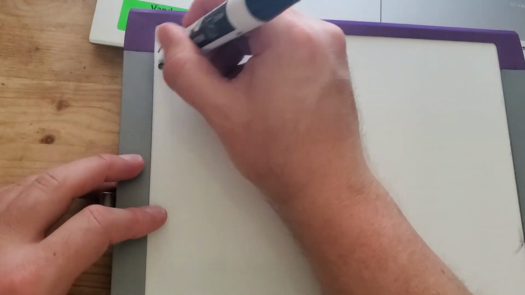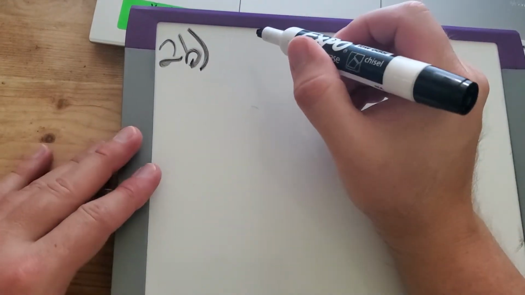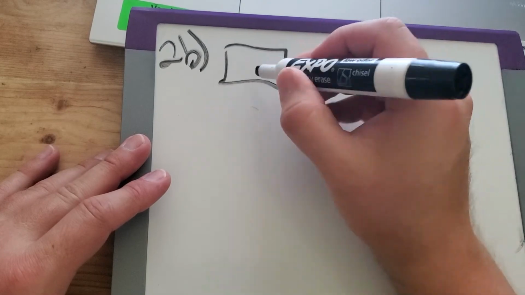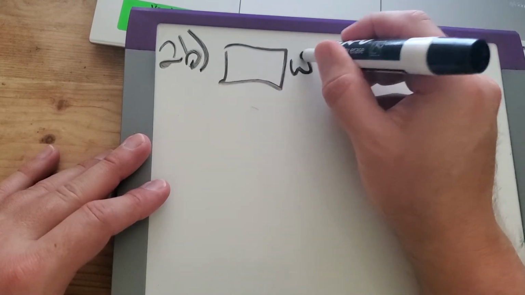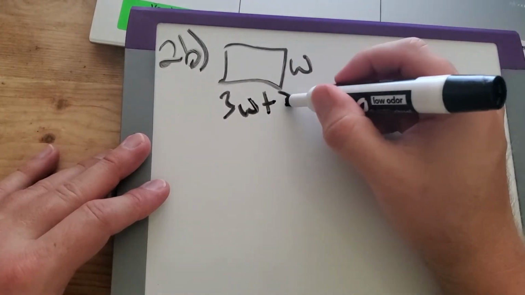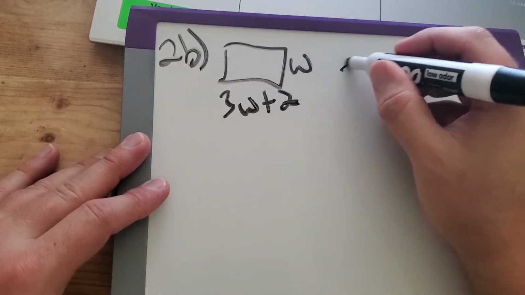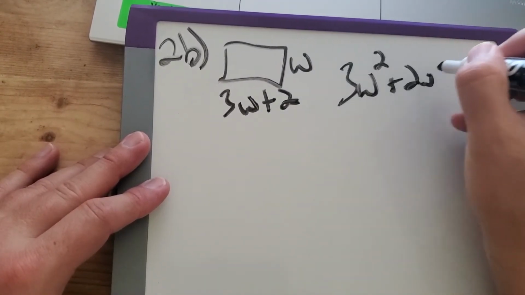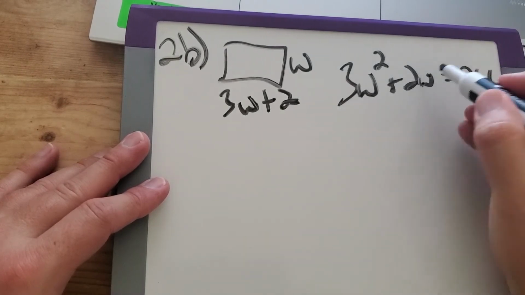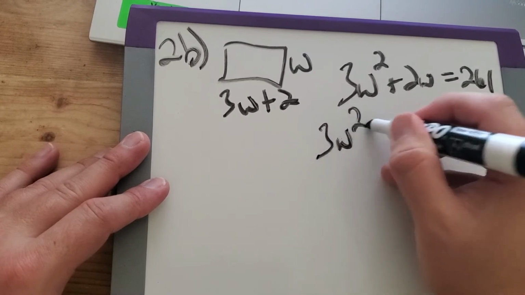And then 2b. Yeah, we did this one in class, but it was basically, you got the width, and then this is 2 more than 3 times the width. And then the area, so you have to multiply these. So you get 3w squared plus 2w equals 261. So then you bring that over.